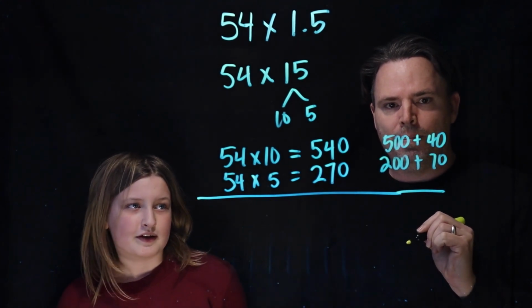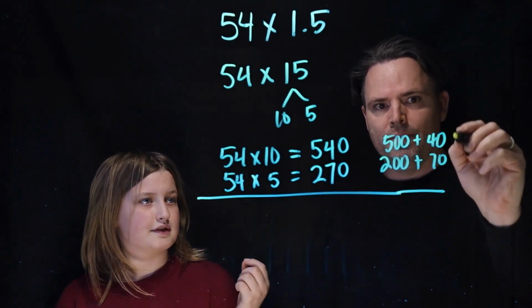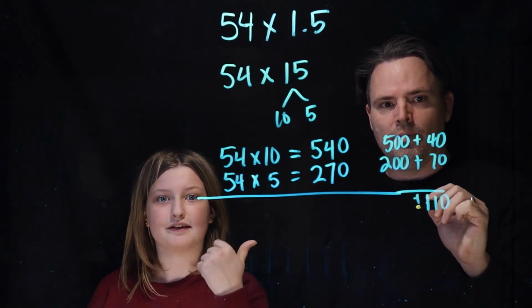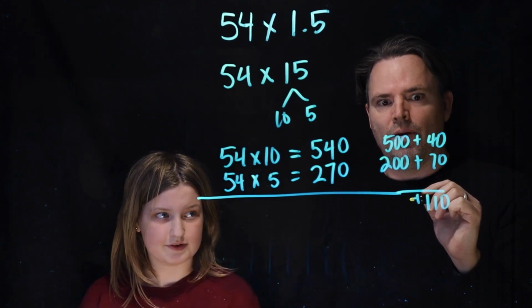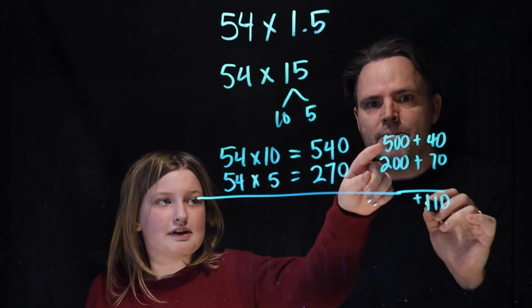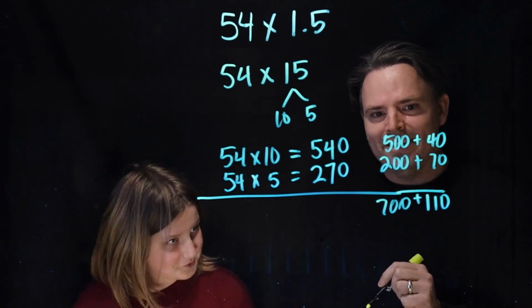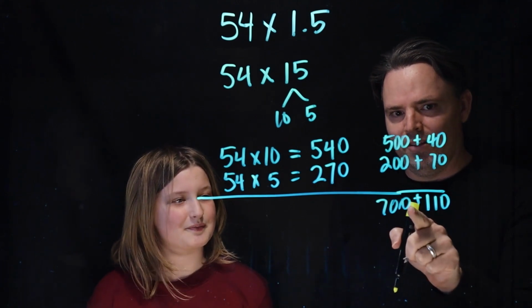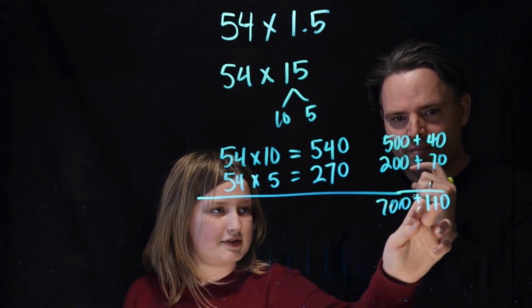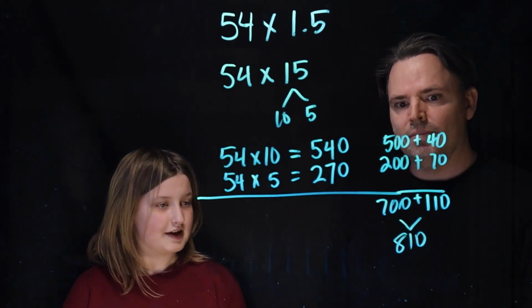All right. So this is 110. You can also add 7 plus 4. So 7, 8, 9, 10, 11. And you add a 0. And then this is 700. 5 plus 2. And then you add 2 zeros. Okay, so what is this together? Well, this is 800 plus 10. 800 plus 10 is 810.